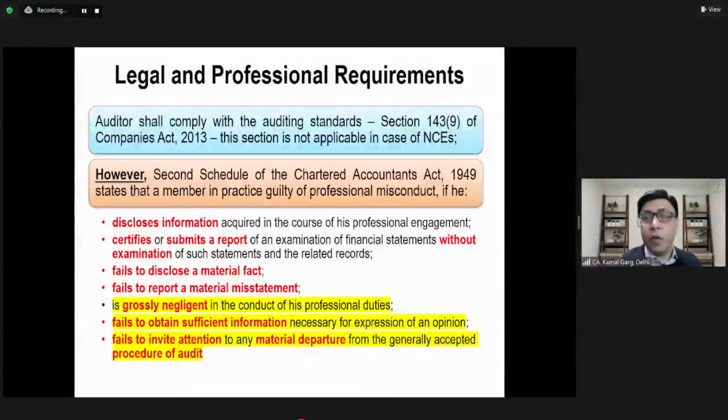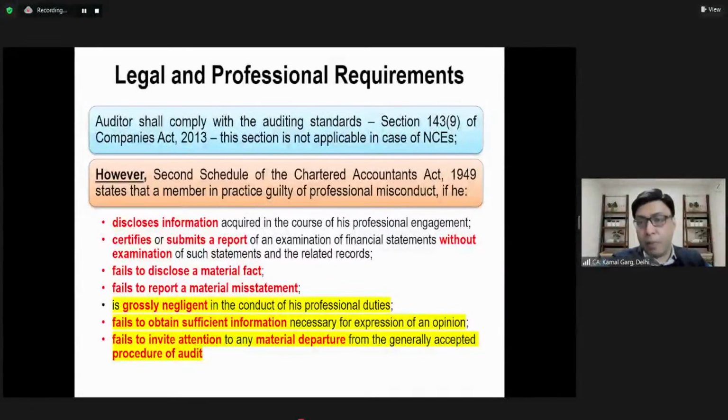So ultimately, what is the limelight? Whatever discussions we are making with you regarding auditing standards in general and audit documentation in particular, they need to be complied with by the auditors, either because of the Companies Act or because of the Chartered Accountants Act, or both. If this is not complied with, then the concerned chartered accountant will be penalized, as well as be guilty of professional misconduct.